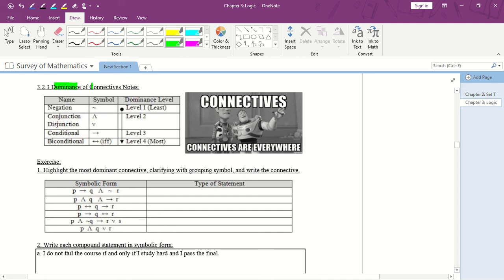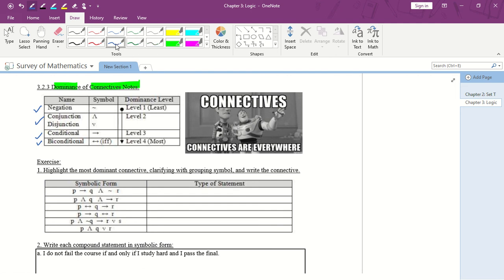And look at here, dominance of connective nodes. So it means that level 4 is the most, and level 1 is the least. So basically just remember that biconditional is a thing that likes to separate things. Okay, biconditional, conditional, then conjunction and disjunction. Okay, so just look at this one. Let me just explain it.